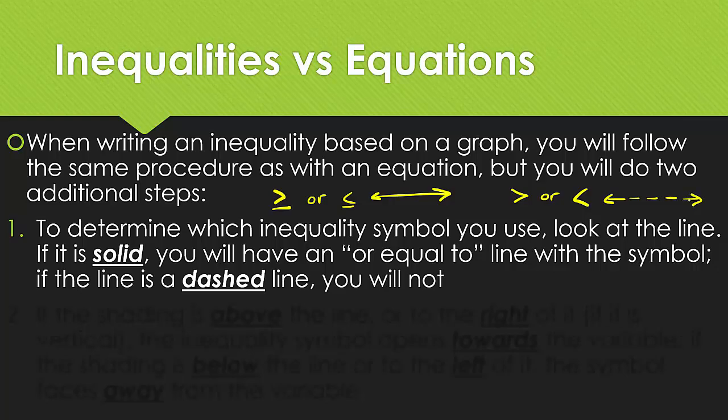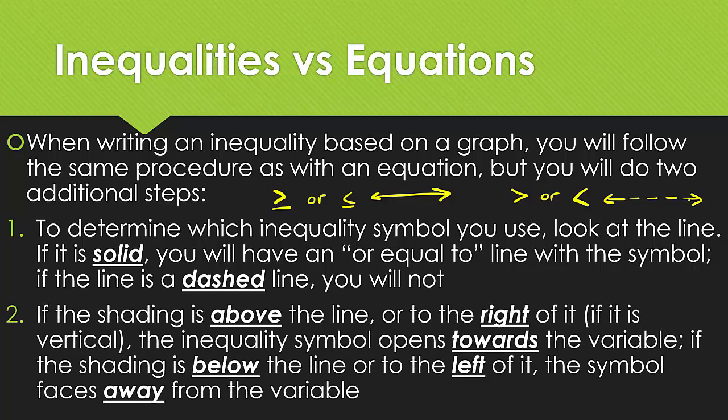Okay? And then for shading, we always want to see if it's above or below the line first. And that's going to be any line that has a slope. The only time we worry about left or right is if the line is straight up and down like that. Dashed or solid doesn't matter.